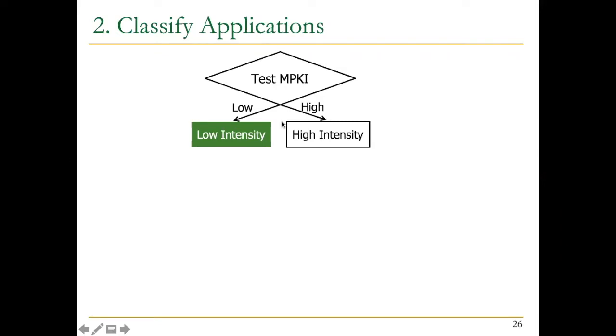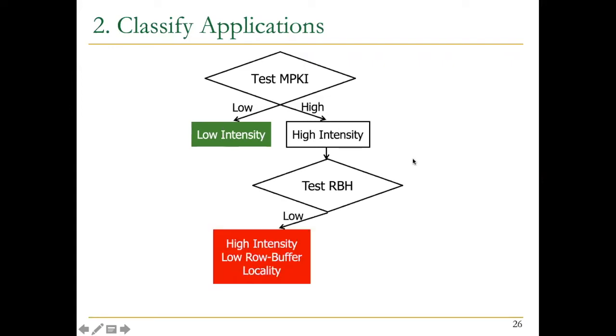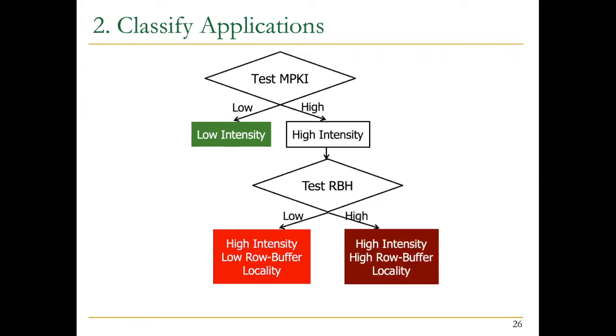So we classify applications into low and high intensity, as you can see over here. And for low intensity, row buffer hit rate doesn't matter according to the empirical results. So only for high intensity applications, we classify them based on their row buffer hit rate. Some of them are low row buffer locality, some of them are high row buffer locality.